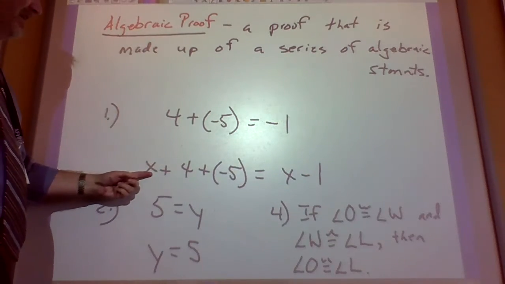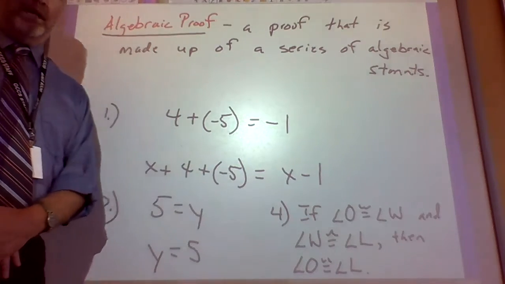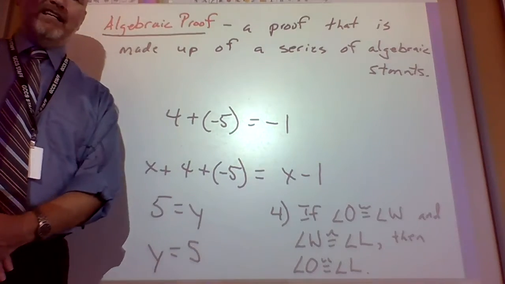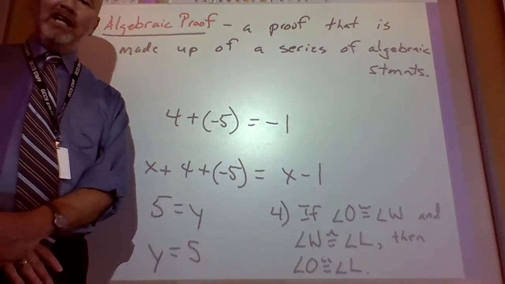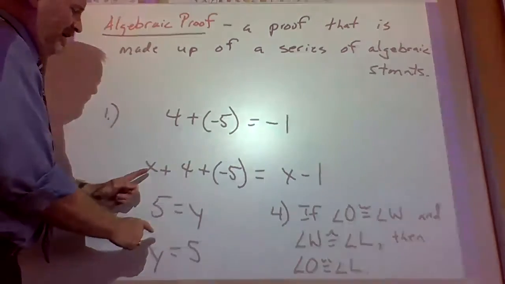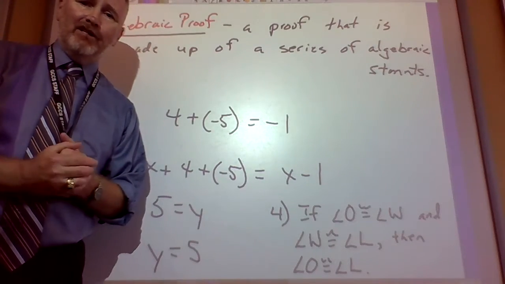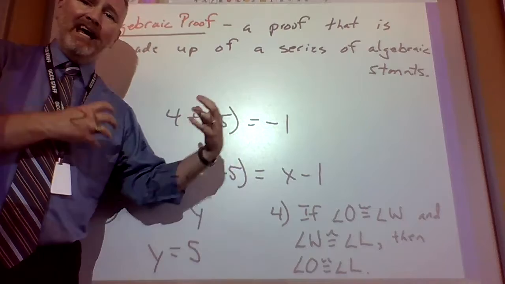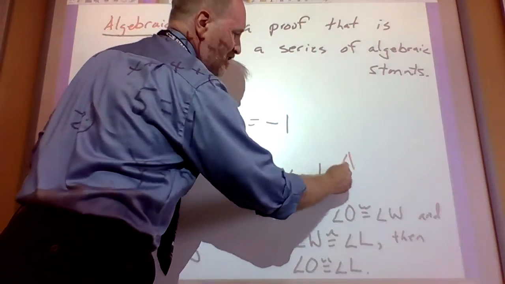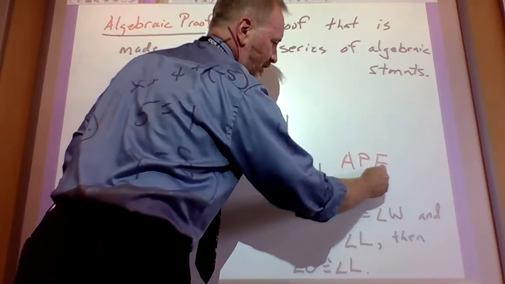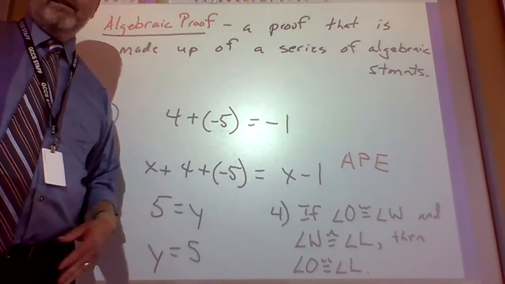So in the second step, I've got x plus 4 plus negative 5 equals x minus 1. And I'll give you a few seconds to think about which property just occurred there. The change is from this step to this step, an x was added to both sides. And me saying that out loud should give it away. The fact that we added an x to the left and to the right should tell you that I just used the addition property of equality, APE, all right? We added an x to the left, we added an x to the right.